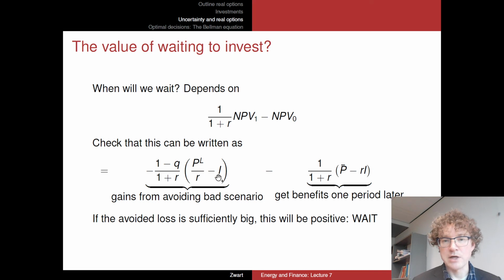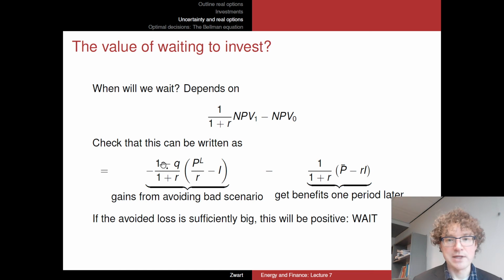So PL over R minus I, in the case that we are considering, was a negative number. So you see the minus over here times a negative number. So this is a positive number. So the good thing about waiting is that we are avoiding getting this negative NPV from the bad scenario. So the value of avoiding that bad scenario depends on how likely this bad scenario is, 1 minus Q. And we have to discount this once because we're going to get this one period later. So this whole thing here is a positive term.